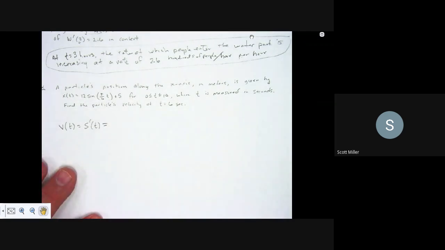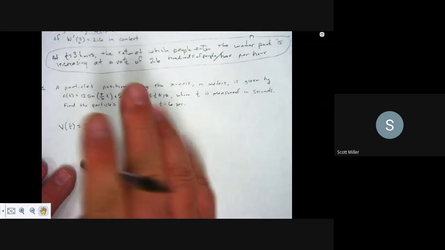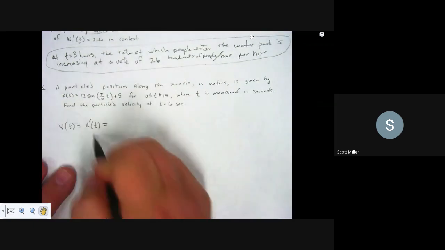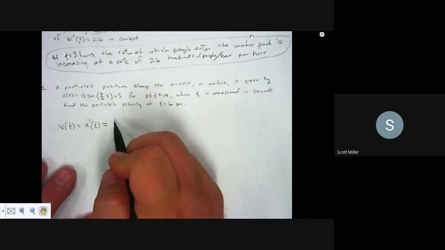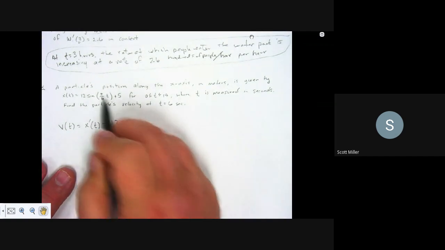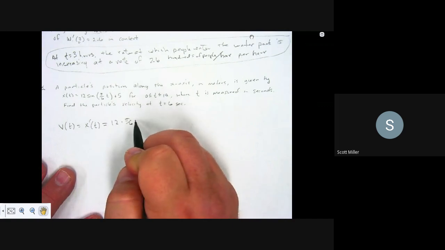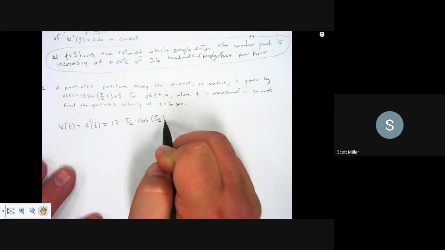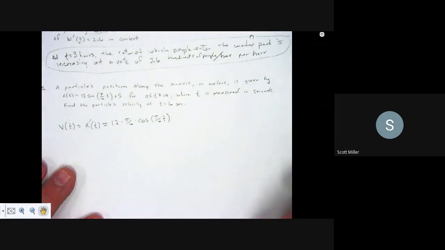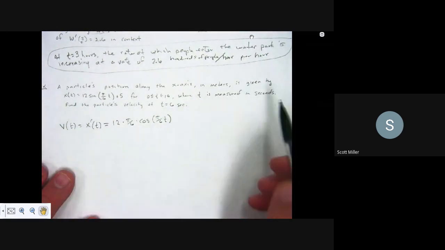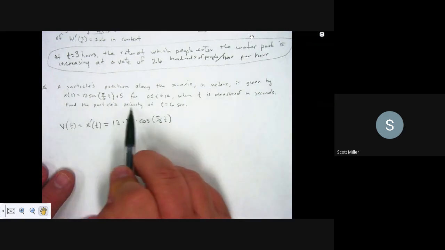Please make sure to, oops, I don't know why I put an s there. That is an x. Please make sure you use the right function name. Now take the derivative of this with respect to time. So I'm going to have the 12, and then chain rule, and the derivative of the sine is the cosine, pi over 6 times t.